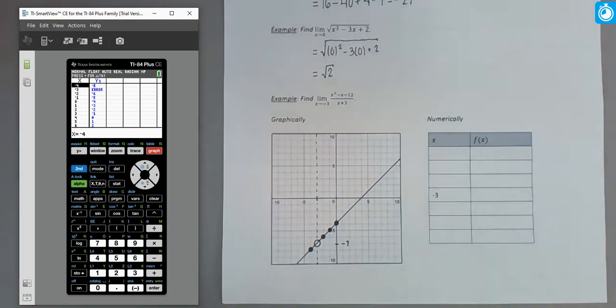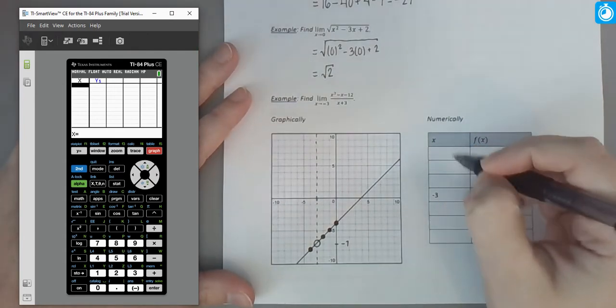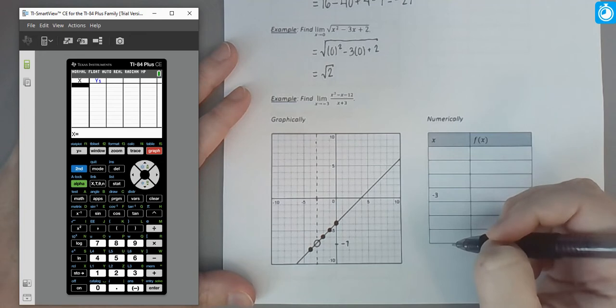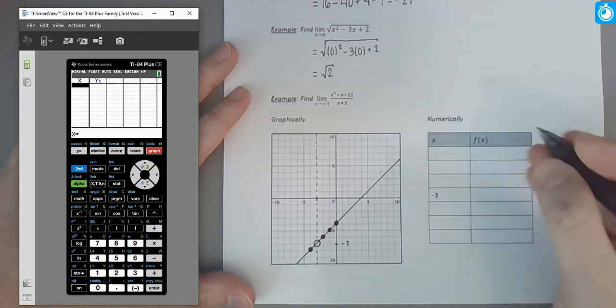Now let's verify this numerically. Let's look a little bit more closely at values that are close to x equals negative 3. And so I'm going to change back my table settings, go back to ask for my independent variable, so I can type in the things I want. I'm going to put numbers that are smaller than negative 3 up here and then larger than negative 3 below, like you would normally see them listed in the table on the calculator.